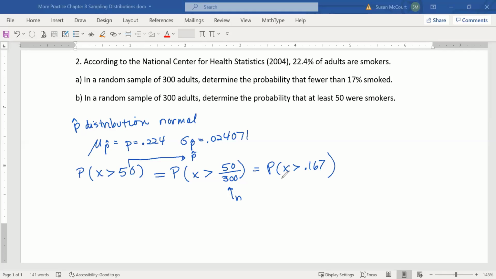Okay, I think I might have done it wrong on the answer sheet. I think I did a less than instead of a greater than. So I'm going to go ahead and calculate this to check. So I'm going to be using 0.167 with StatCrunch.